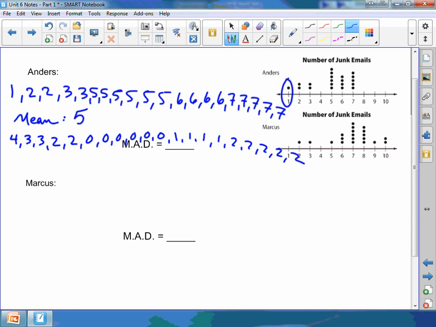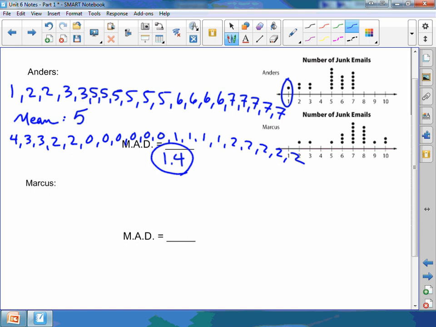Okay? So when you do that, the sum of those is, you have it, Jack? 28. So you divide it by 20, and that would be, go ahead, Jack, 1.4. So the average distance that these data points are away from the mean is 1.4 places.